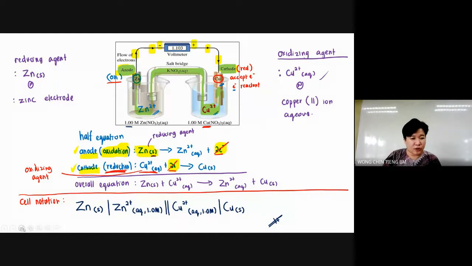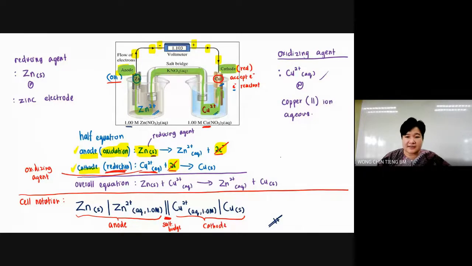Okay, so a kind reminder in your cell notation, kita ada a few things yang saya nak kamu ingatkan. This is salt bridge. Okay, double slash adalah salt bridge. Sebelum salt bridge, apa-apa yang duduk di sebelah kiri salt bridge mesti adalah anode. Bukan sebab dia duduk kiri ya, bukan. Sebab dia mesti adalah anode. Kat sebelah sini, dia mesti adalah cathode.